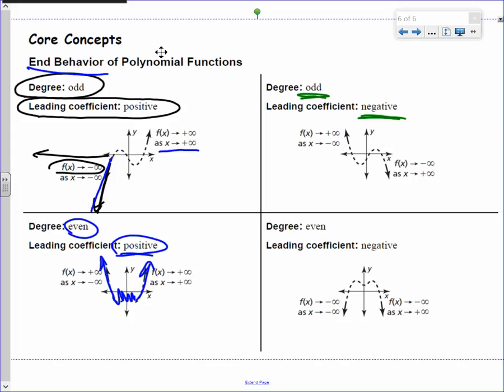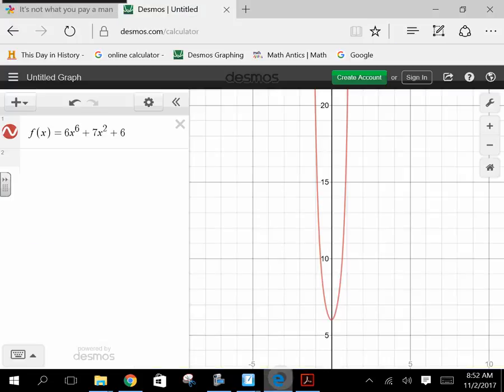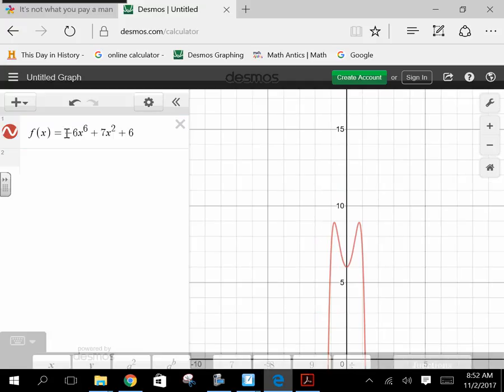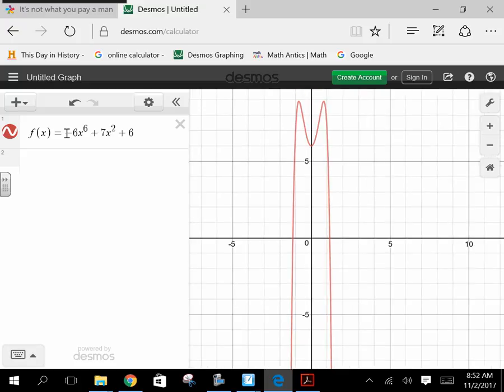And last but not least, I'll keep it even, but now I'll make the lead coefficient negative. Now the end behaviors will be going down. Watch. So the degree is even. Watch me make the 6 negative. Notice how both arms of the function are going to be going down. There they are. Look at how they go down now, just because of the lead coefficient.